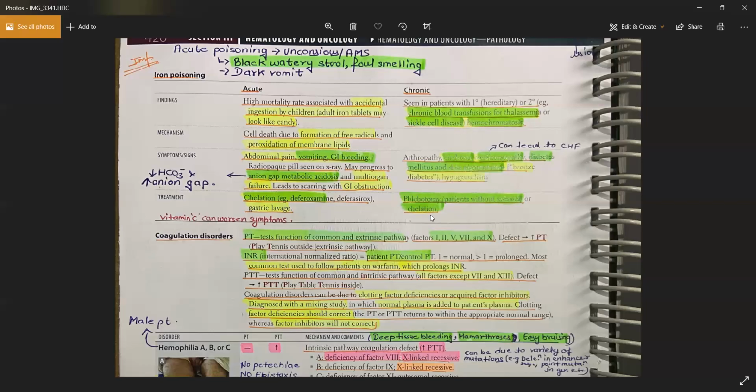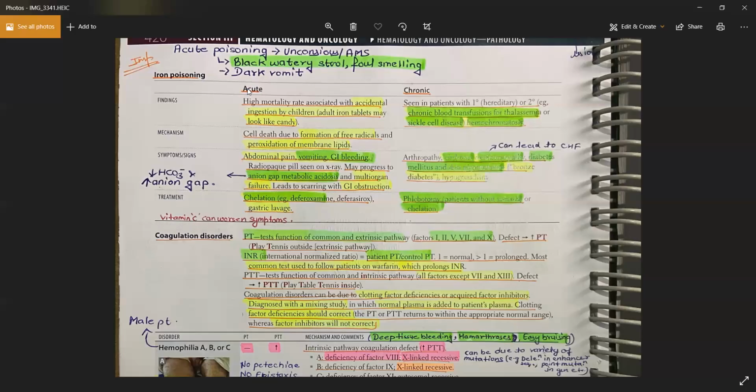Treatment again includes phlebotomy, right, and chelation. In phlebotomy, you will remove the RBCs and so the iron. In case of chelation, you will chelate the iron, right? And please remember that you cannot give vitamin C to such patients.